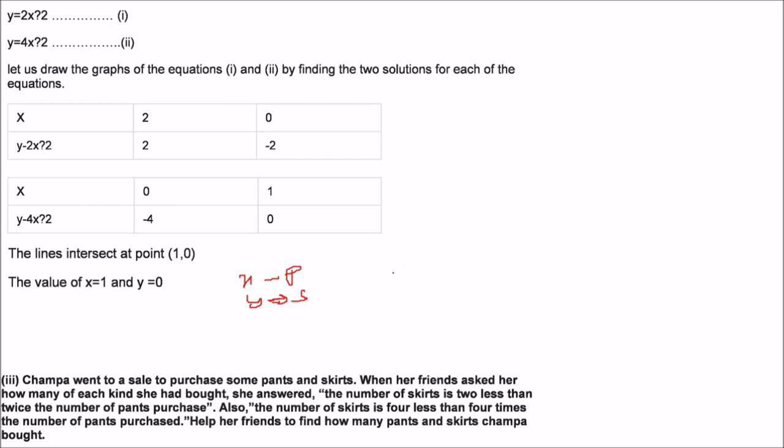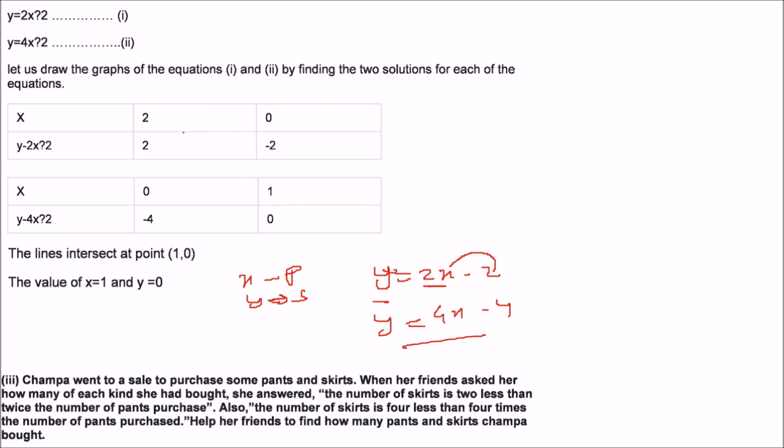So y will be equal to, in the first equation, 2x minus 2. Why? Because this y, that is the number of skirts, is 2 less than twice the number of pants, x being pants. In the second equation, the number of skirts is 4 less than 4 times the number of pants purchased, so y equals 4x minus 4. So these are two equations and we need to just make the graph out of it.